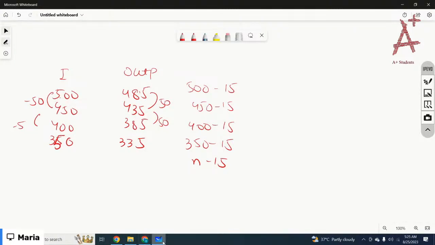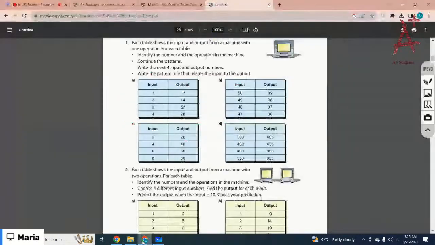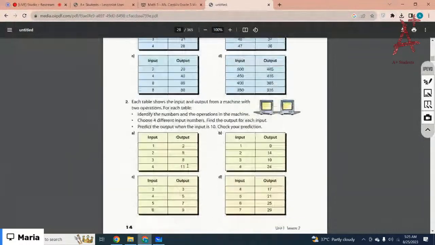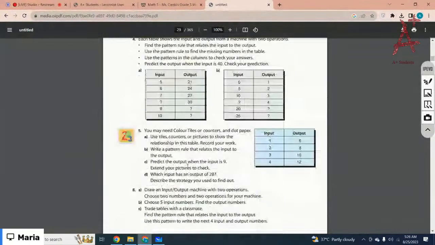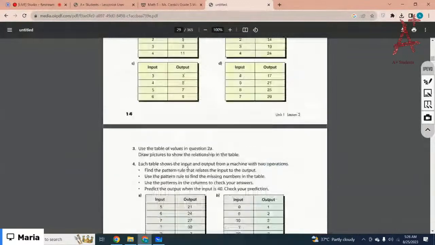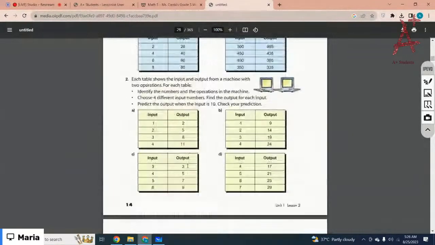Okay. The next one is question number 2. Each table shows the input and output from a machine with two operations for each table. Identify the numbers and operations in the machine. Choose four different input numbers. Find the output numbers. Predict the output when the input is 10. Check your prediction. Okay, input is 1, 2, 3, 4. Output is 2, 5, 8, 11.